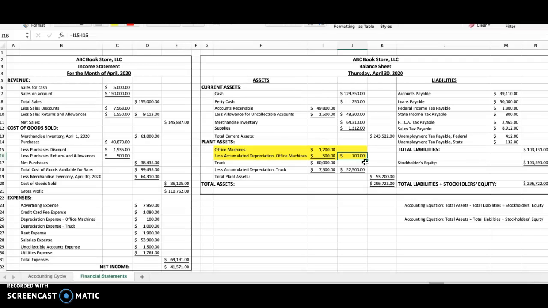We know at one time they were valued at 1200 when we bought them. Now they're valued only at 700. Same way with the truck. Truck was purchased at 60,000.